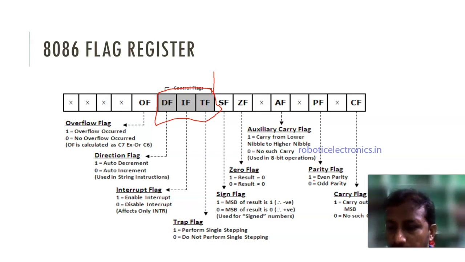Then the zero flag. When you go for subtraction, if the result is equal to 0, then the zero flag is set to 1. Otherwise, it is 0. That is the zero flag.